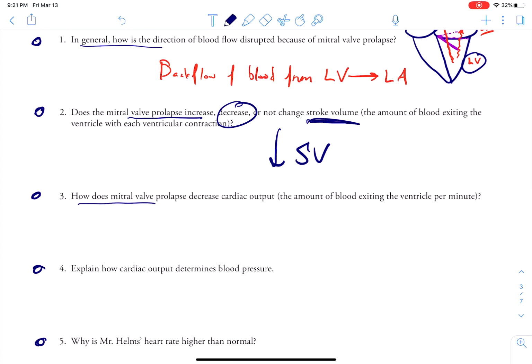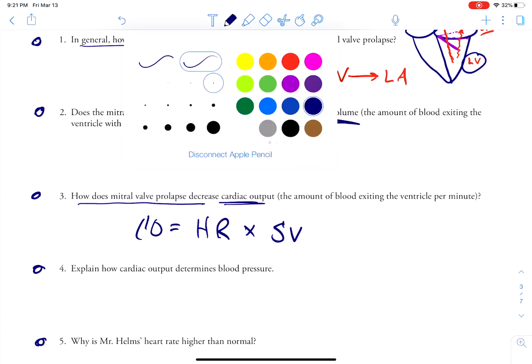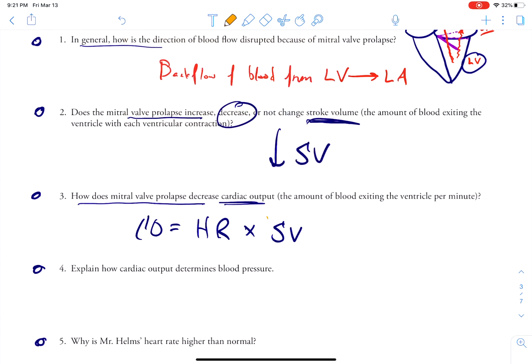How does mitral valve prolapse change cardiac output? Well, what's the equation for cardiac output? Cardiac output is heart rate times stroke volume. And if stroke volume is going down, then what's that going to do to cardiac output? Cardiac output is going to go down. Okay. And if cardiac output goes down, what does that do to blood pressure?